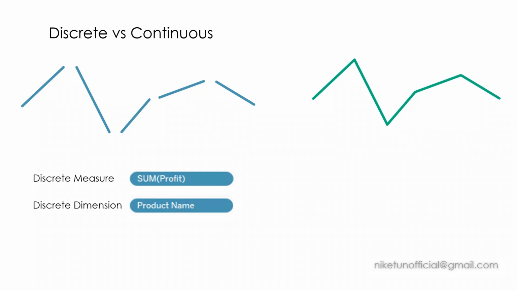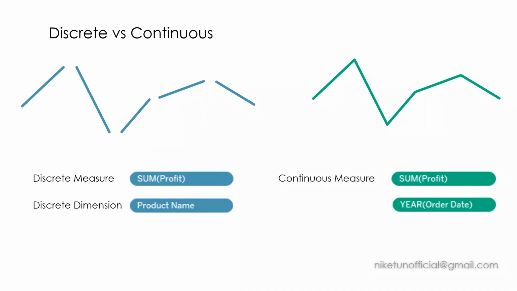If you're thinking, is it possible to have a continuous dimension? The answer is yes, and we'll see it in a while. Sum of profit, again a measure, green in color, it's a continuous measure. Year of order date, which is a dimension, becomes a continuous dimension. So a thumb rule over here is, if a capsule is blue in color, that's discrete, and if it is green in color, that's continuous. This is asked a lot in Tableau interviews and Tableau certifications as well. Let's see how we can do it in Tableau.